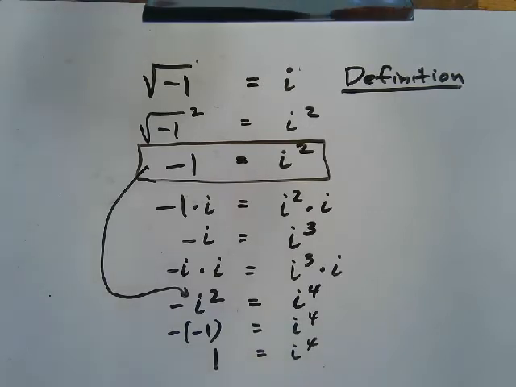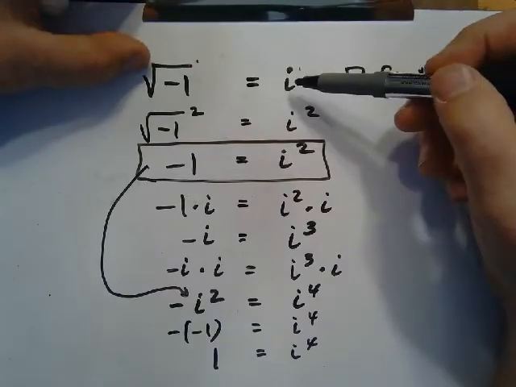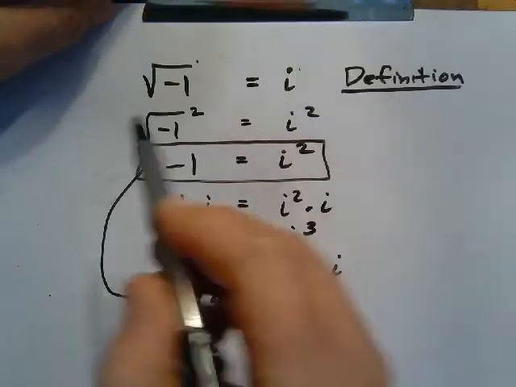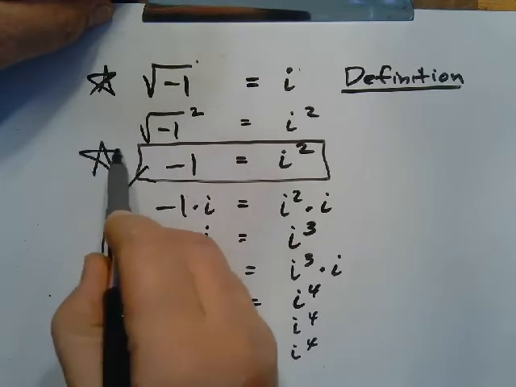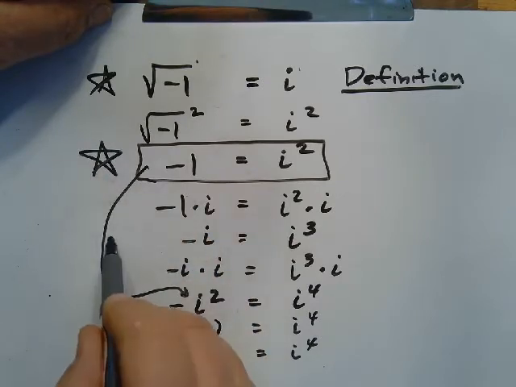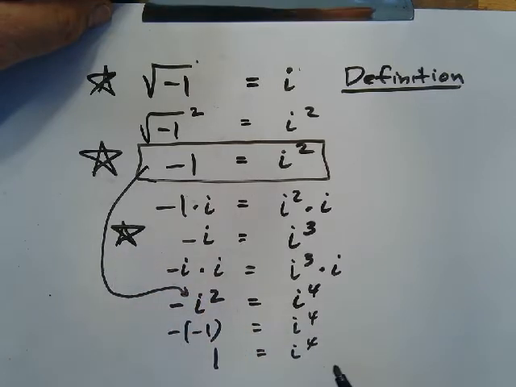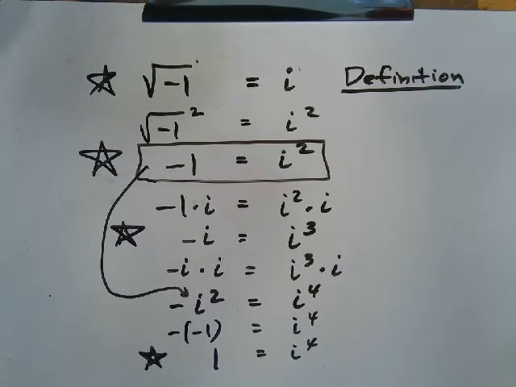That's interesting. We started out with i being the square root of -1, right here. Then i squared is -1. Then i to the 3rd is -i. And i to the 4th is just 1.